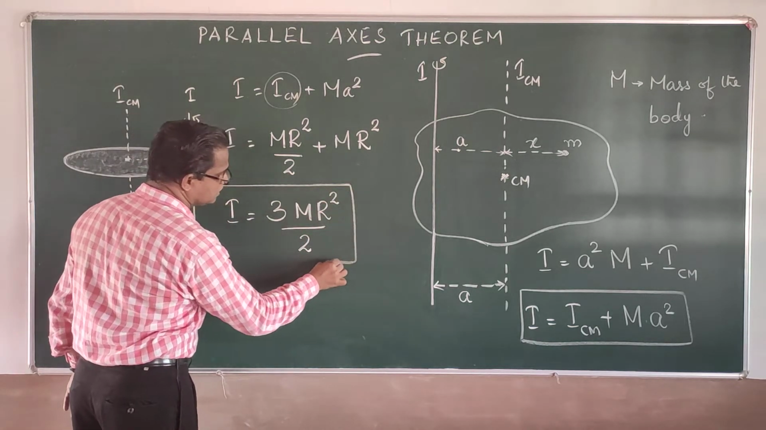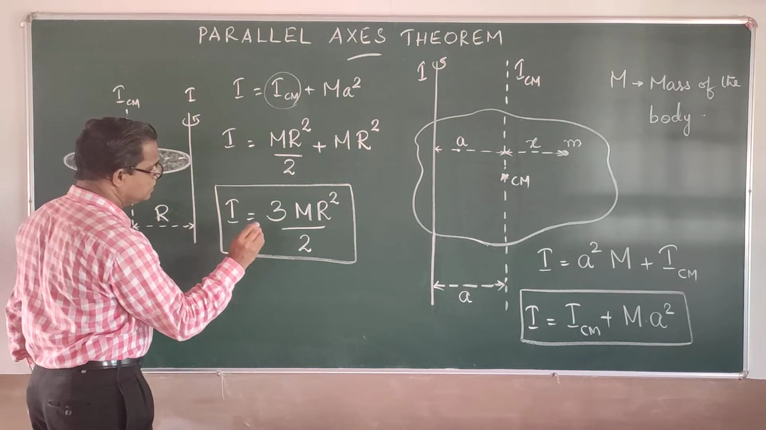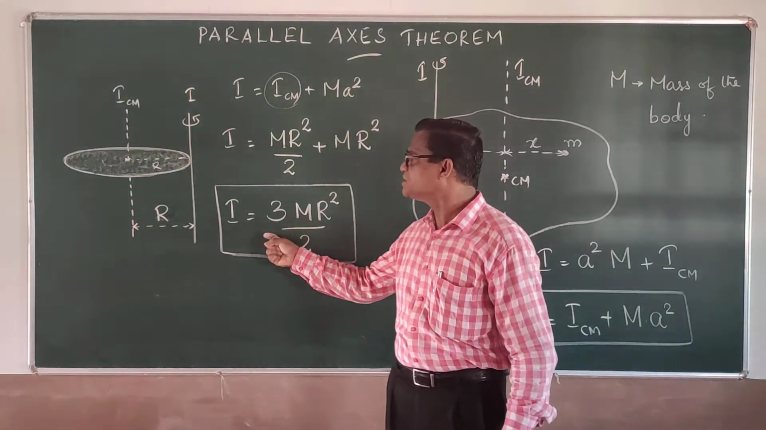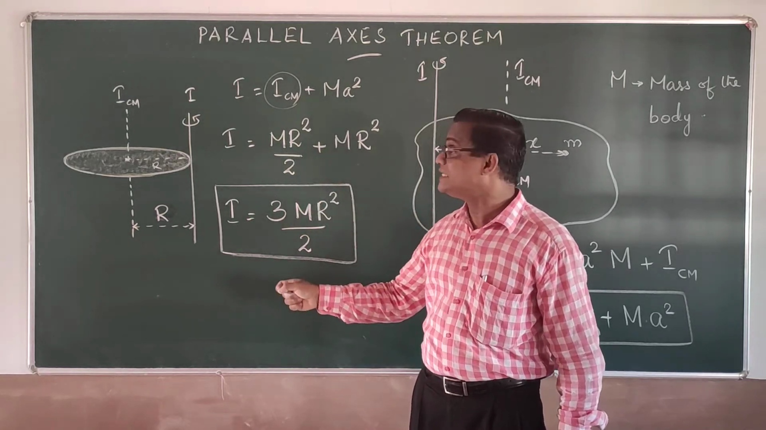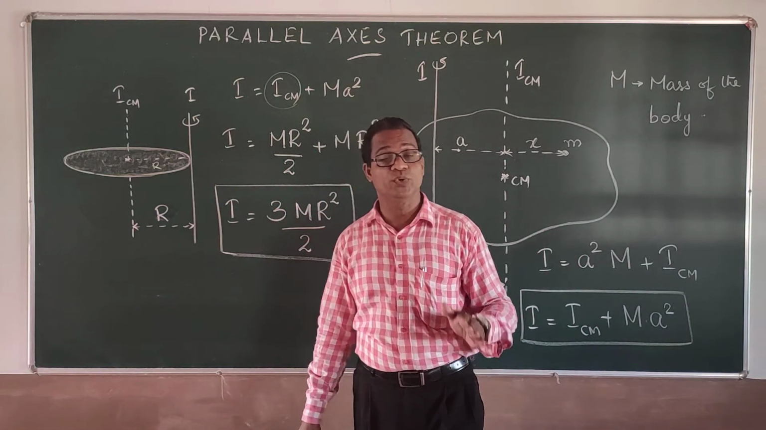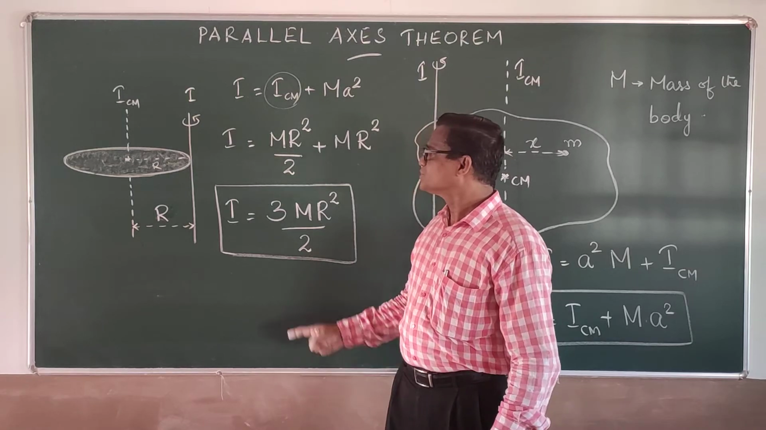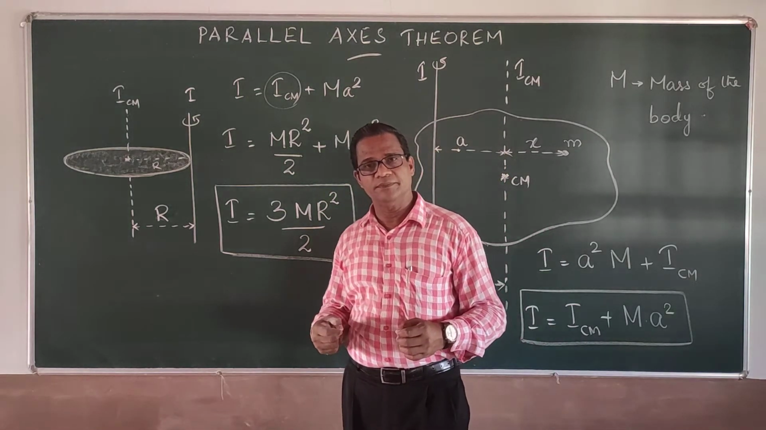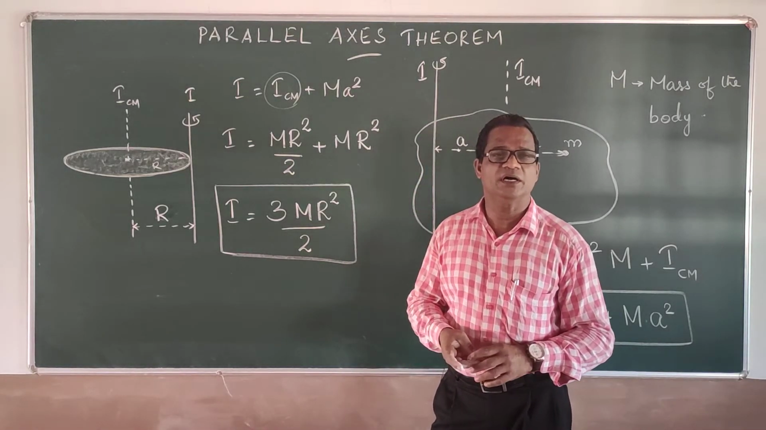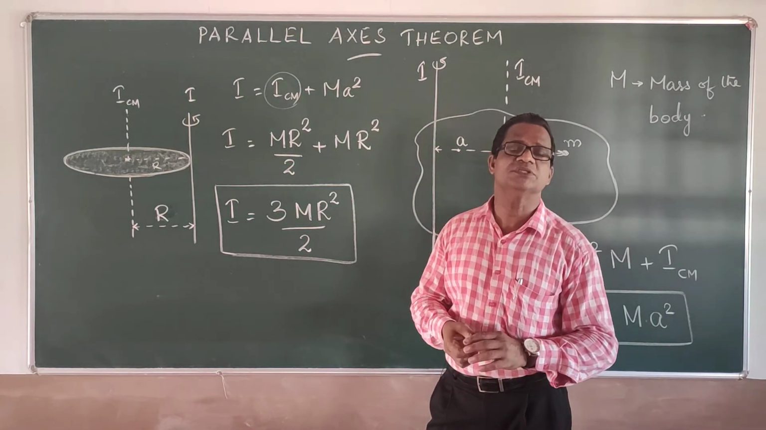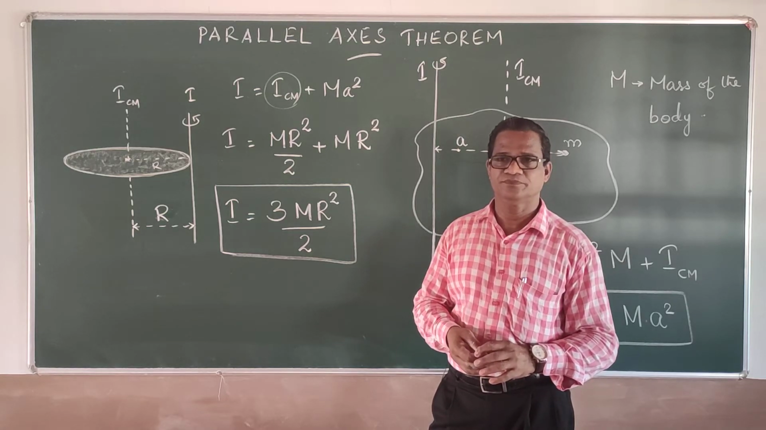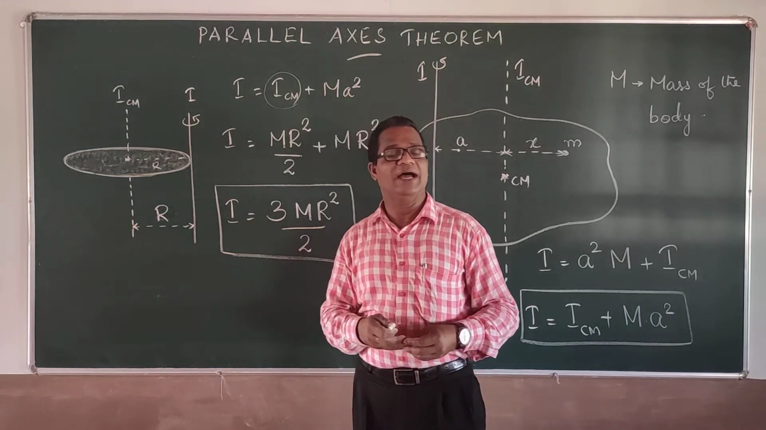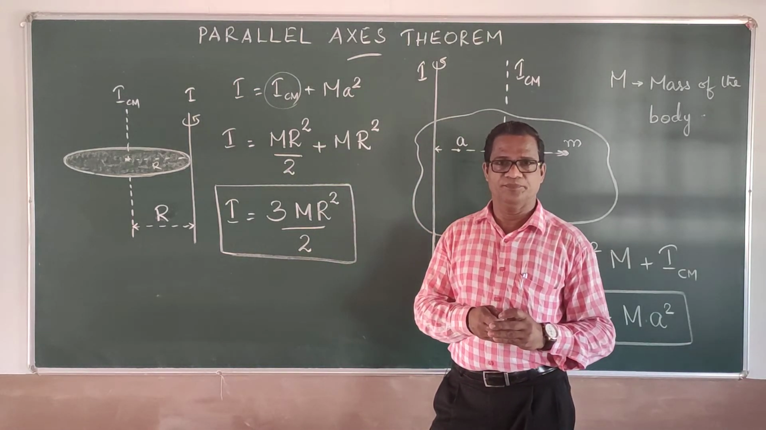So this is the value of the moment of inertia of the disk about the tangential axis perpendicular to its plane. Got it? When you use the parallel axis theorem, the value of the moment of inertia must be known about the center of mass axis. Then only you can find the moment of inertia about the given axis. That's a very important thing.